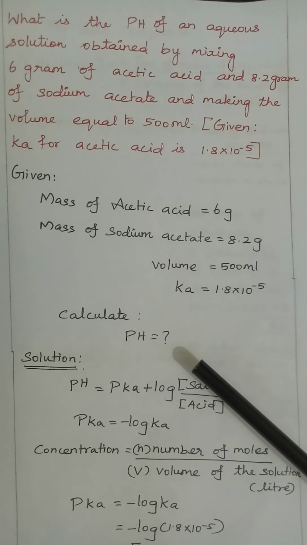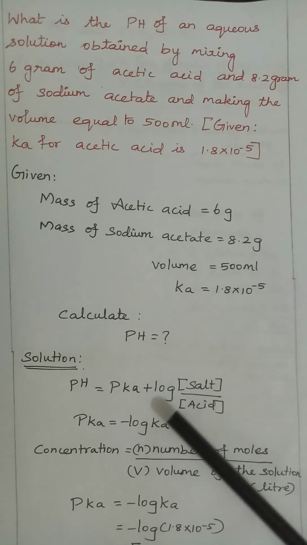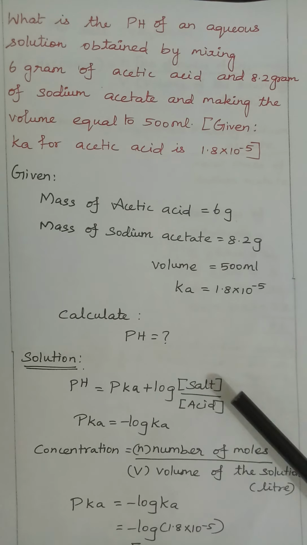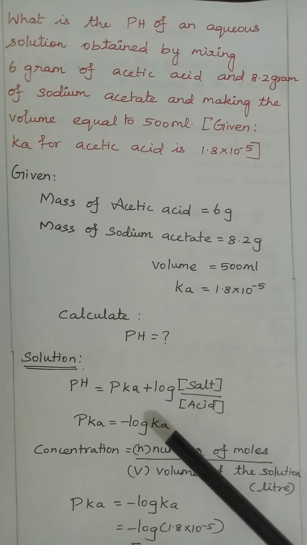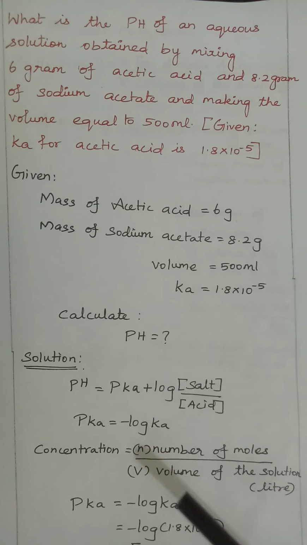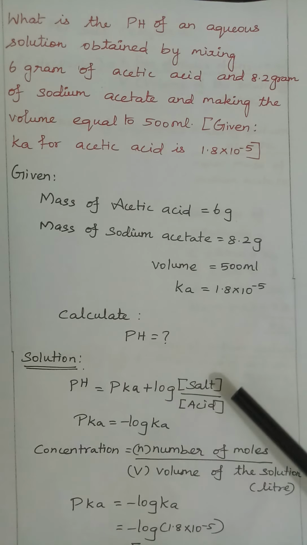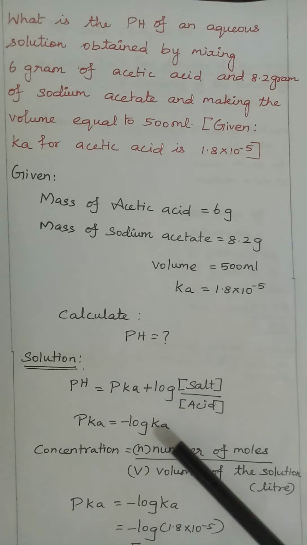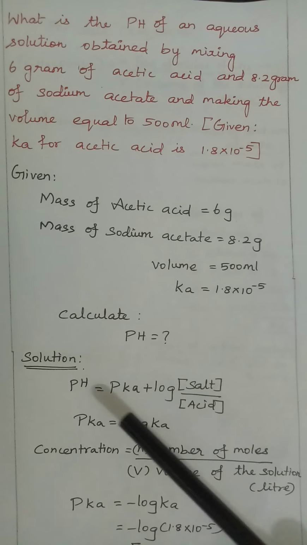Calculate the pH. How to calculate the pH? pH is equal to pKa plus log of concentration of salt by concentration of acid. We know that pKa is equal to minus log of Ka. Concentration is number of moles divided by volume of the solution. First calculate the pKa value, then the concentration of salt and the concentration of acid. All the values are applied in the pH formula to get the pH value.